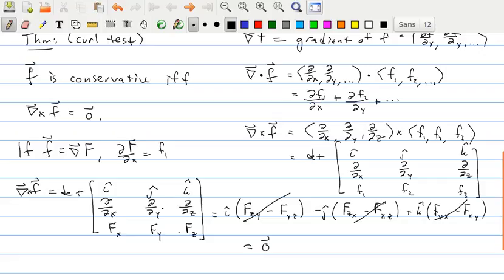So now that we have this test to see if something is conservative, if it has a potential, how do you actually find the potential? So, finding a potential. We saw the basics of this in the first example in this section. Let's look at a full-blown one now.